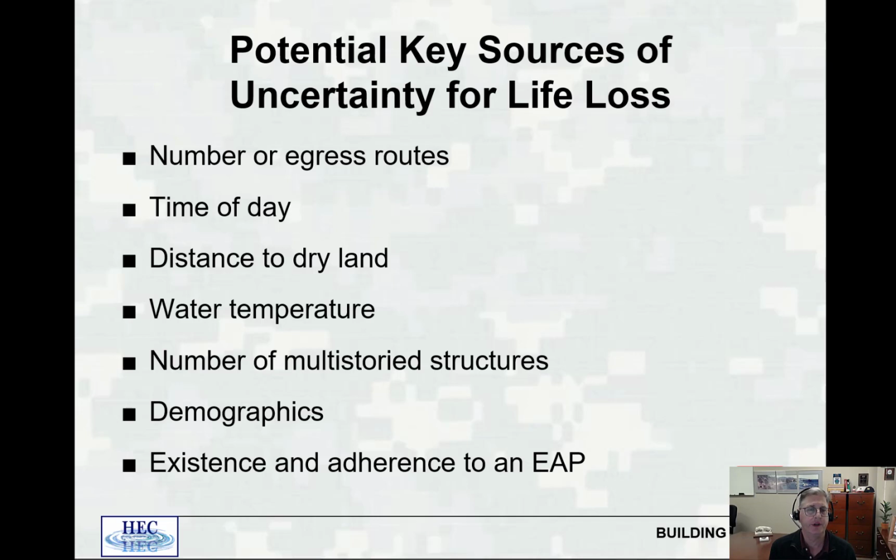Key sources of uncertainty in life loss. The number of egress routes. How many routes are there for people to get out of a particular neighborhood that's being flooded? Time of day, whether it's nighttime and you're asleep versus daytime and you're at your place of business, whether your kids are at school or your kids are at home. Distance to dry land is a big factor, whether you can walk or drive to that dry land.